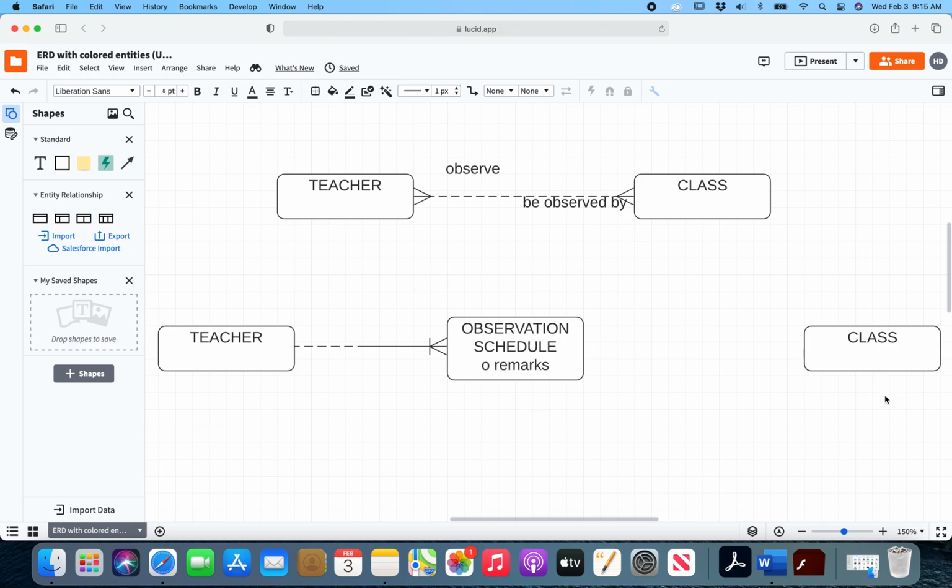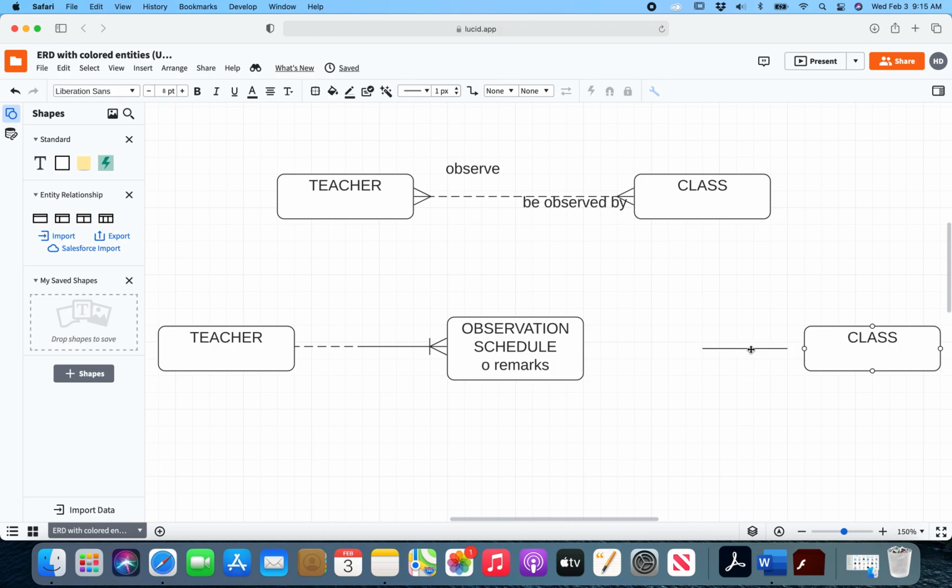So on the same token, this many-to-many diagram does give us the information that class starts with the may optionality, and that's going to be the same down here. A class may be on the observation schedule. Again, if they observe classes every other week, the class may not be on the observation schedule for that week. So we're going to use our dashed line.